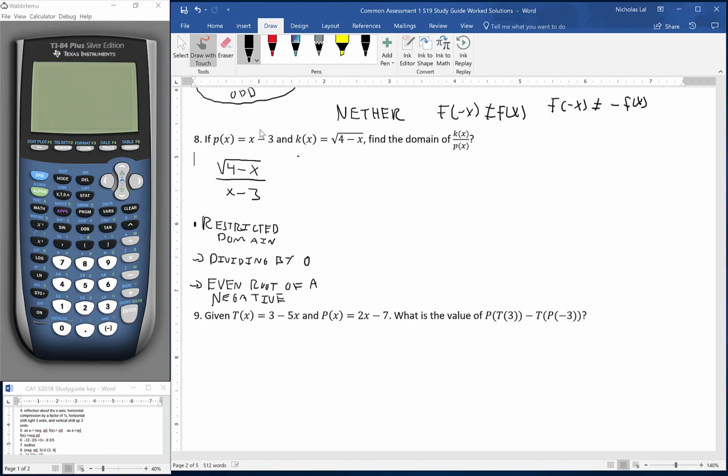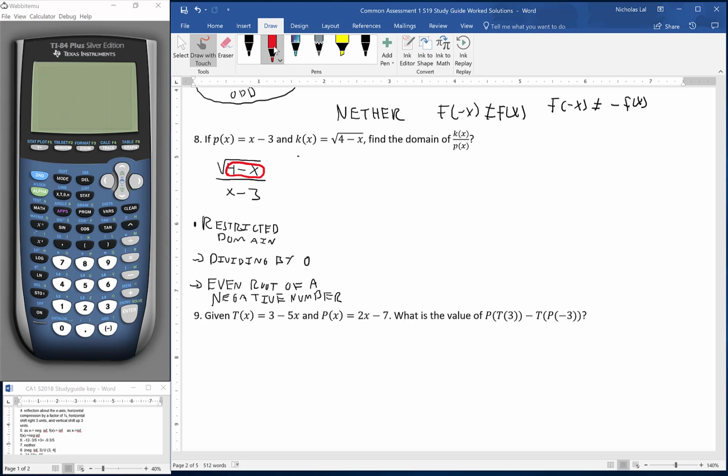Taking the even root of a negative number creates an imaginary number, which is not in the domain of all real numbers. Because of that, we have the square root of (4 minus x) over (x minus 3). We have to look at both domain restrictions. You cannot take an even root of a negative number. So 4 minus x is the term under the root.